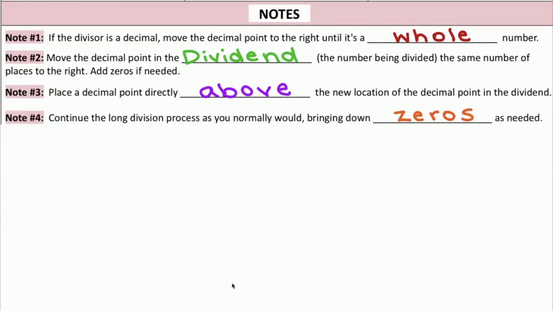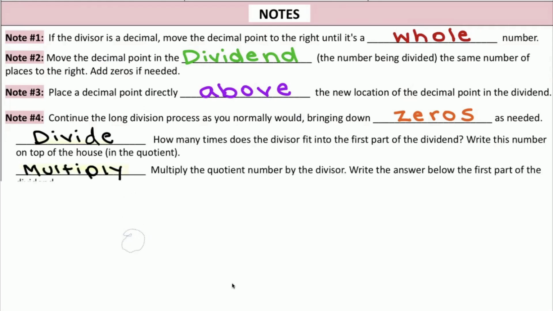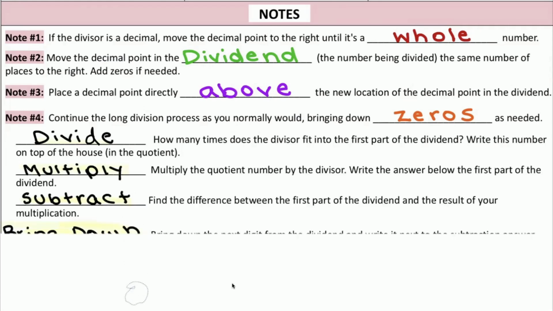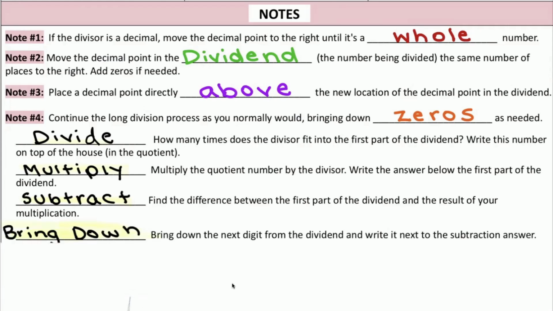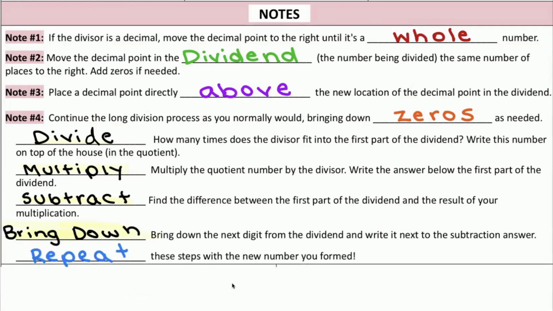Note number 4, then we're just going to treat it like long division. So we're going to continue the long division process as we normally would, bringing down zeros if we have a remainder. Okay, and like I said, we'll go over that in our examples. So our normal long division process is we're going to divide, multiply, subtract, bring down, and then repeat. Pause the video, make sure you have these notes down, then we'll get started with some examples.